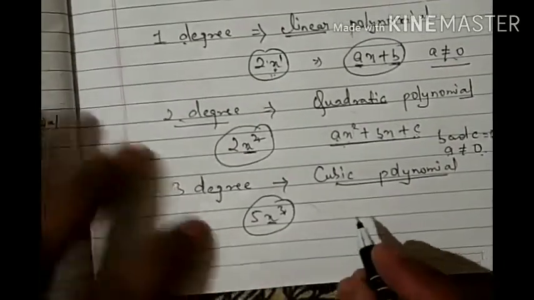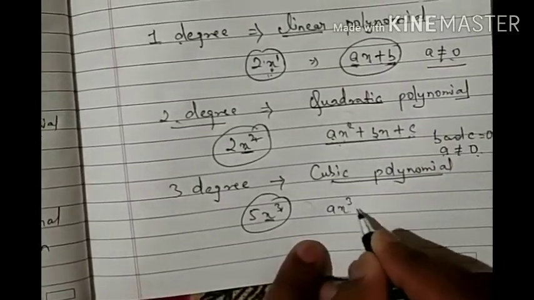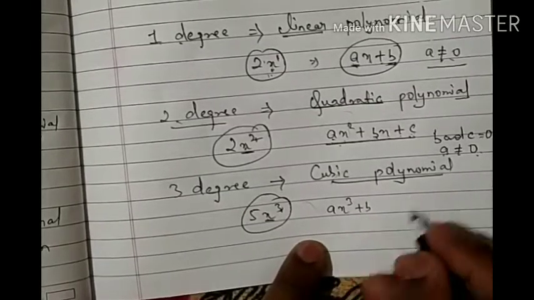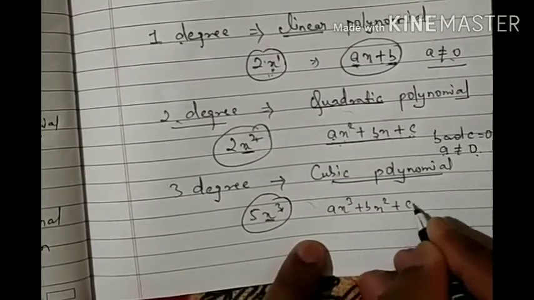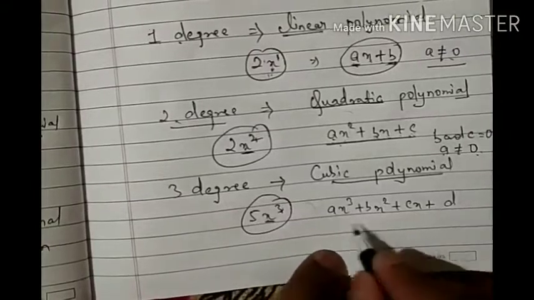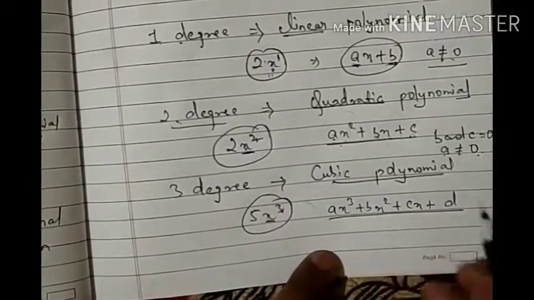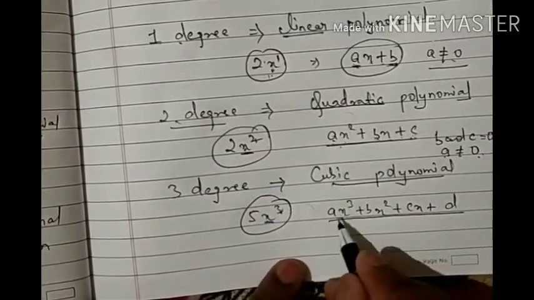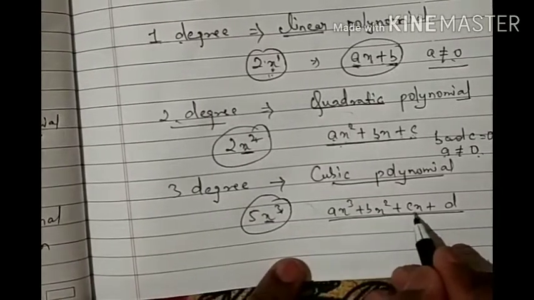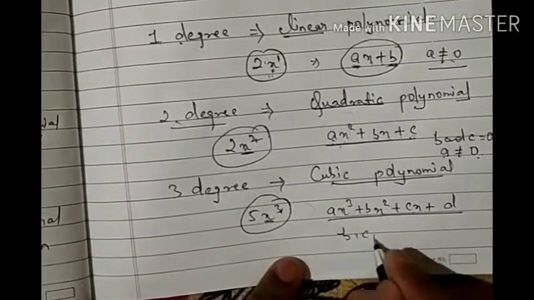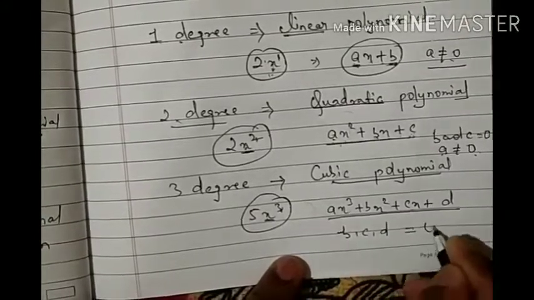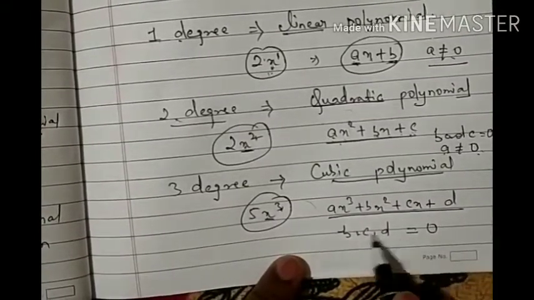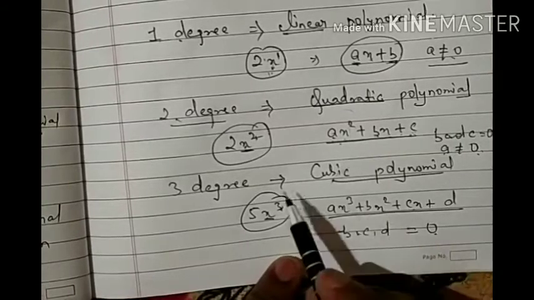A cubic polynomial can be written as ax cube plus bx square plus cx plus d. Similarly, a, b, c and d are all constant terms. Ax cube plus bx square plus cx plus d, where b, c and d can be equal to 0. Why? If they are equal to 0, this does not change our criteria.